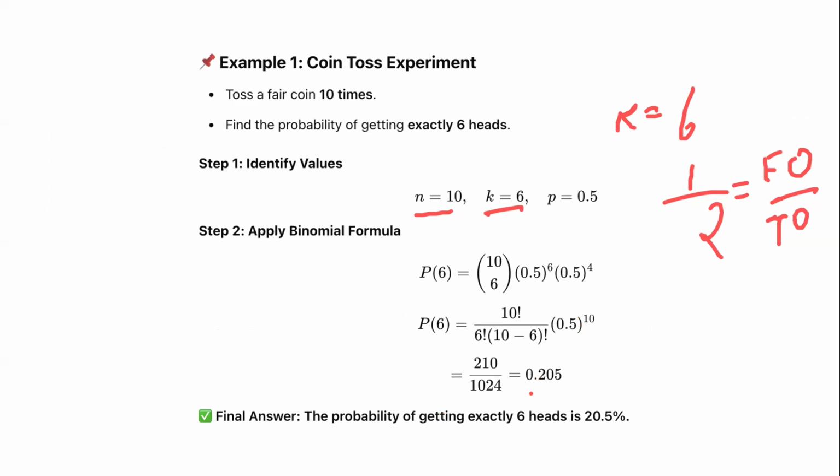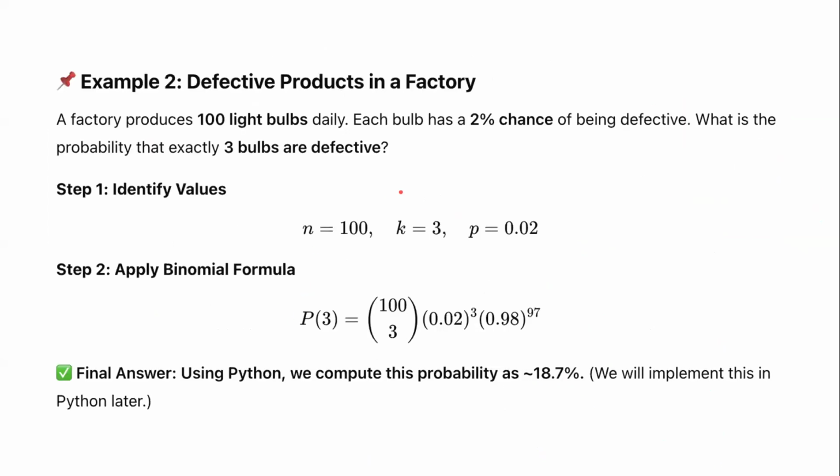So let's try to solve it. We'll end up with the value 0.205. So the final answer is that the probability of getting exactly 6 heads is 20.5%. Okay, any doubt? I'm assuming no. So please take a screenshot of this example and try to solve this at home. If you have any doubt, ask me.